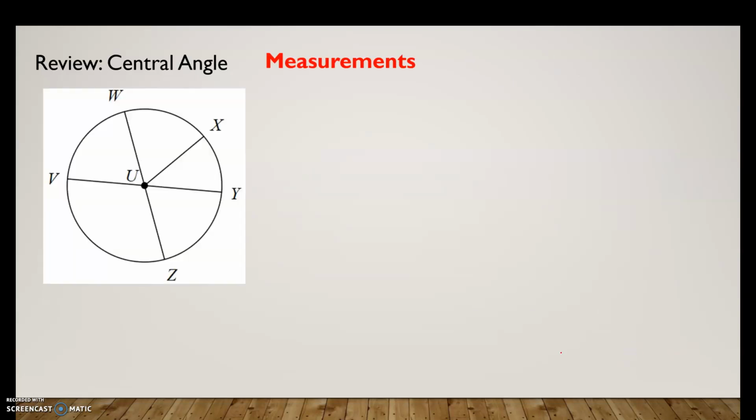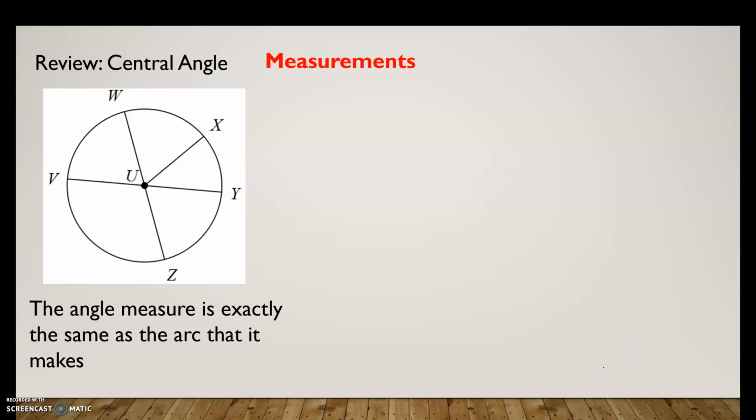Your central angle, we learned that it is exactly the same as the arc that it makes. If I'm looking at angle XUY, and I have this angle measured to be some value, we'll call it X, that means this arc is going to have the exact same measure. So if I give it an actual value, let's say this is 50 degrees, I know this arc is also going to be 50 degrees.